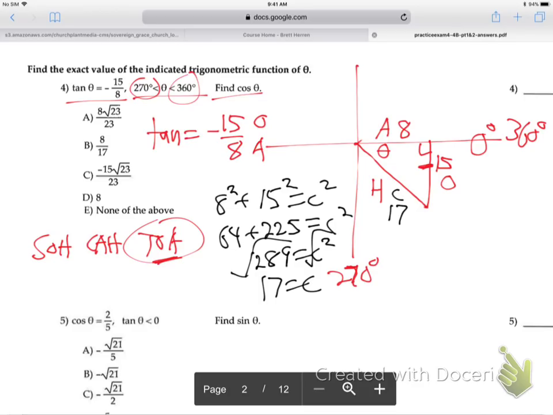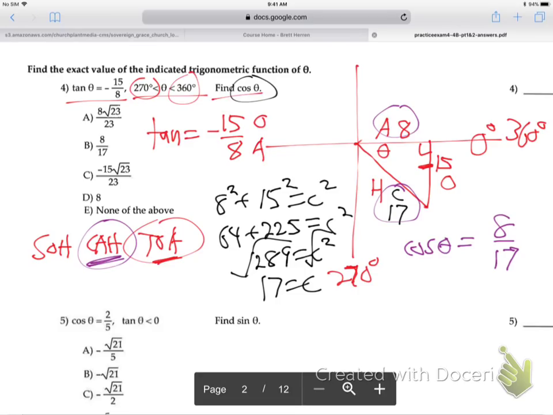So now we're ready to find cosine of theta. So what's the cosine of theta? What's cosine? Adjacent over hypotenuse. 8 over 17. Everybody seeing that? But careful, the last thing, make sure you've got the sign right.